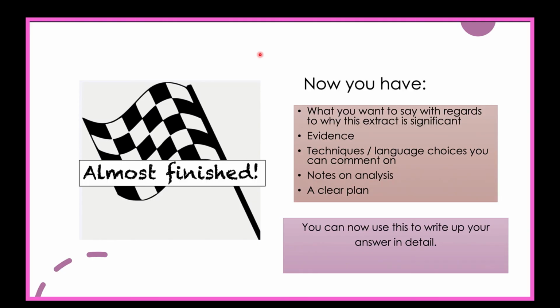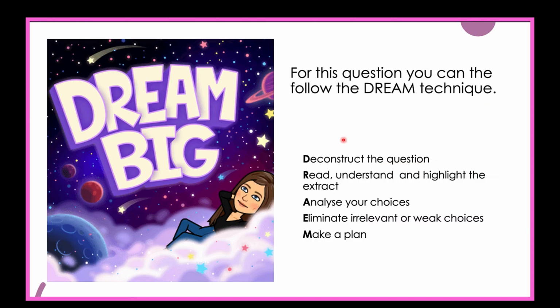So what you now have is what you want to say with regards to why this extract is significant and important, why it's powerful, what is revealed to you. You've gone with the question and you've made sure that you've got enough ideas. You've now also got your evidence. You should have, if you've analysed as you've gone through, techniques, language choices, dramatic devices that you know you can comment on, some notes as well, and a clear plan. You can now use all of this to write up your answer in detail.